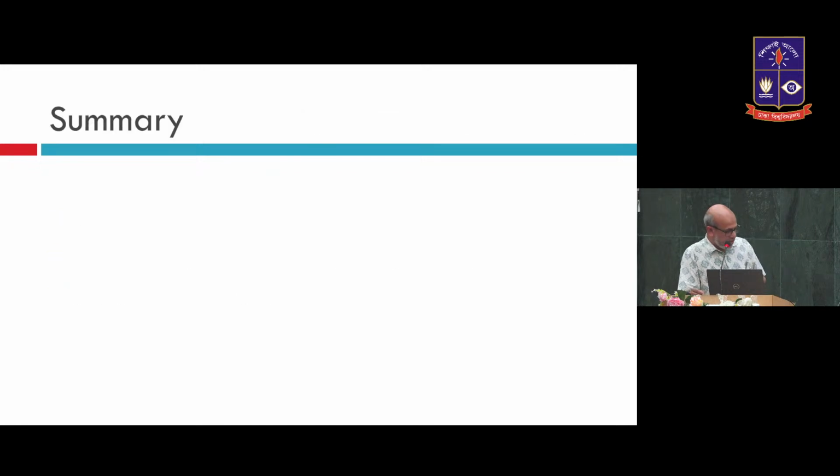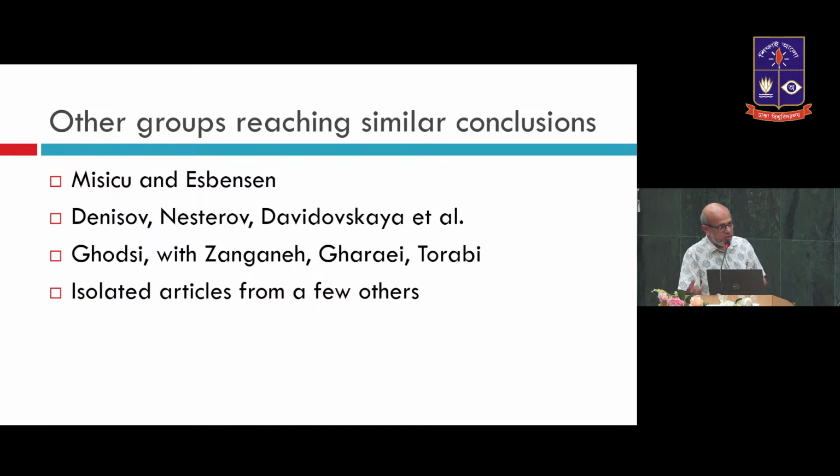The second group is in Ukraine. The third group is in Iran. And there are a few isolated papers. There's one group from Punjab University who wrote a paper, and another one. So a few people have been reaching the same conclusion, but still the standard is that the light nucleus potential is deep and monotonic, follows the Wood-Saxon form or something like that.